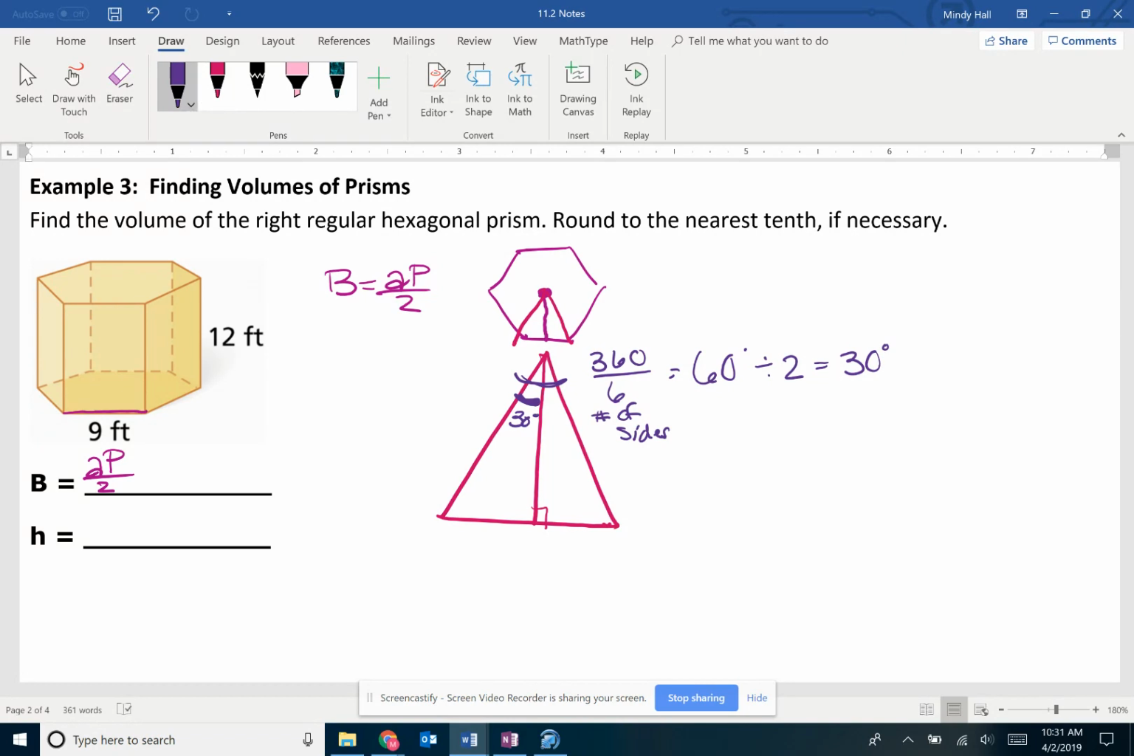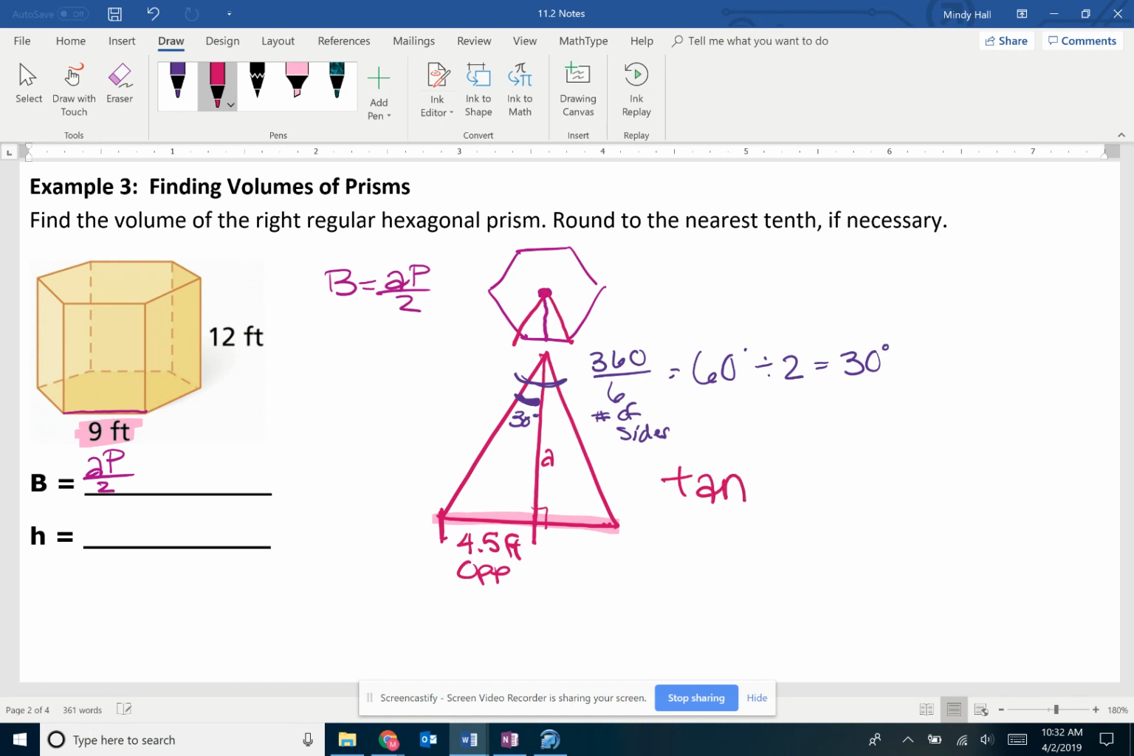So now, in order to do this, I also have to be able to identify one of my sides before I can do trig. And the easiest way is that we have 9 feet right here. So if that entire side is 9 feet, if I'm only going halfway, then that would be 4.5 feet. So I now have my opposite and I have an adjacent that I'm looking for. So that would be tangent.